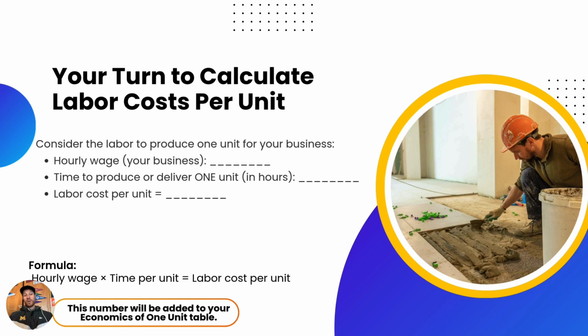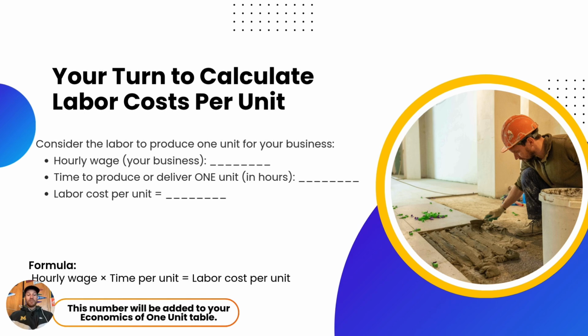Now it's time to calculate labor costs per unit for your business. Consider the labor to produce 1 unit for your business. Think about your hourly wage. How much will you pay your people? Time to produce or deliver 1 unit. If we're detailing a car, maybe that takes you 2 hours. Maybe if I'm making, I don't know, a taco, it takes me a minute and a half. Well, how many minutes and a half are there in 60 minutes? We can do that math.